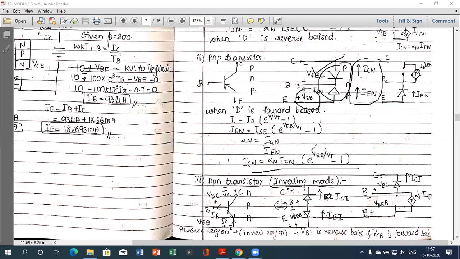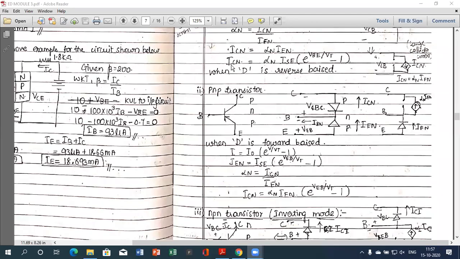The only change is that instead of VBE, we have VEB. And here the direction of current is exactly opposite. So this is for the PNP transistor. If I compare these two equations, that is ICN for the NPN transistor and ICN for the PNP.